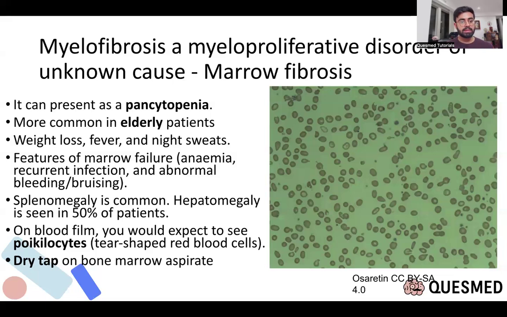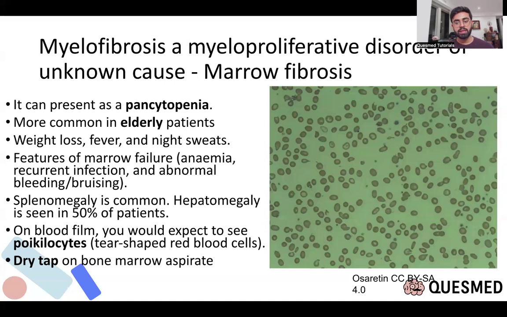Common presenting signs are things like weight loss, fever, and night sweats, which is why malignancy is also an important differential. And as we mentioned, some of the stigmata of that pancytopenia can be, for example, recurrent infection, anemia, and also easy bleeding or easy bruising. Splenomegaly is common, and it's one of the main, I think there are 5 main causes of splenomegaly, of which myelofibrosis is one. Sometimes you can get an enlarged liver or hepatomegaly with that, and sometimes you can get a hepatosplenomegaly, so both the liver and the spleen enlarged.